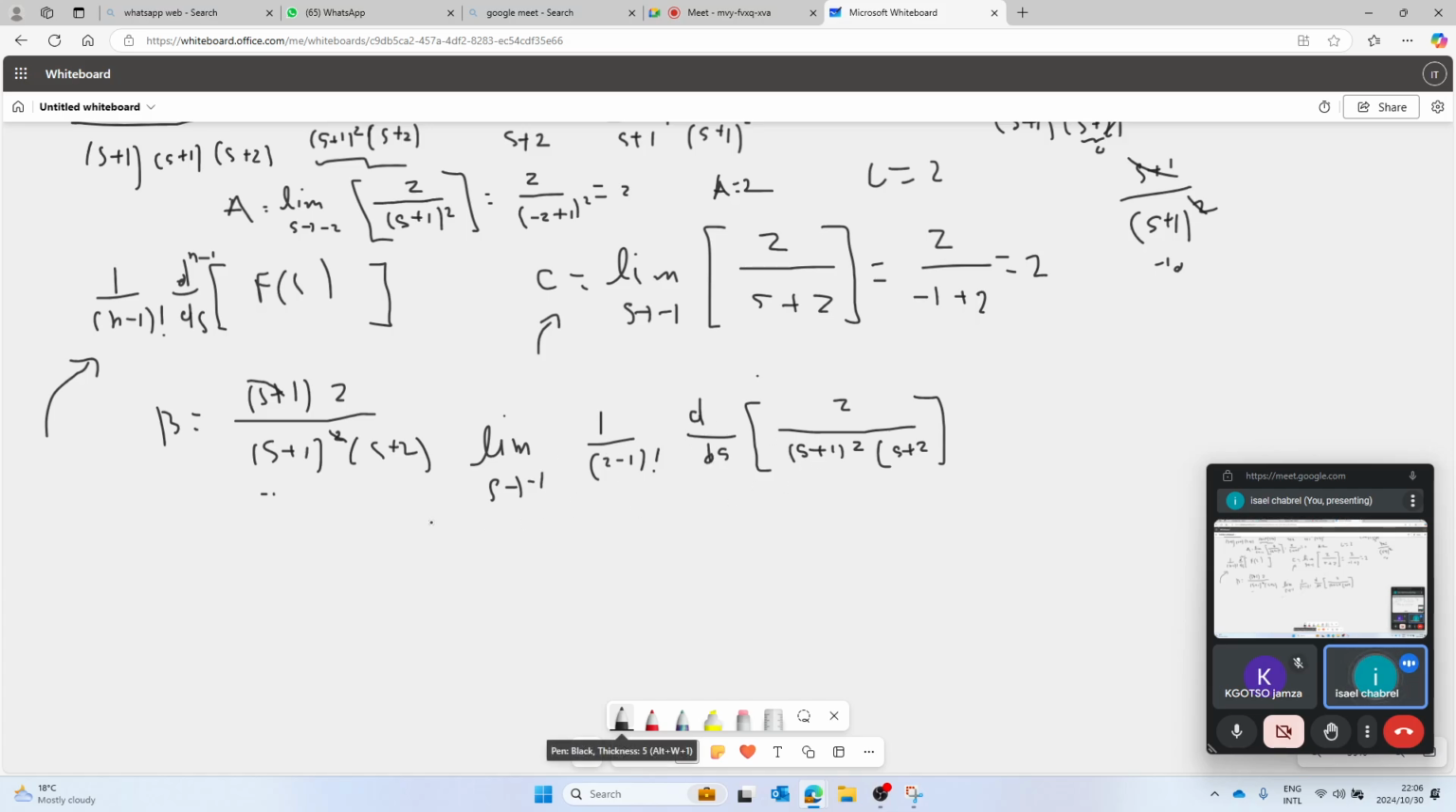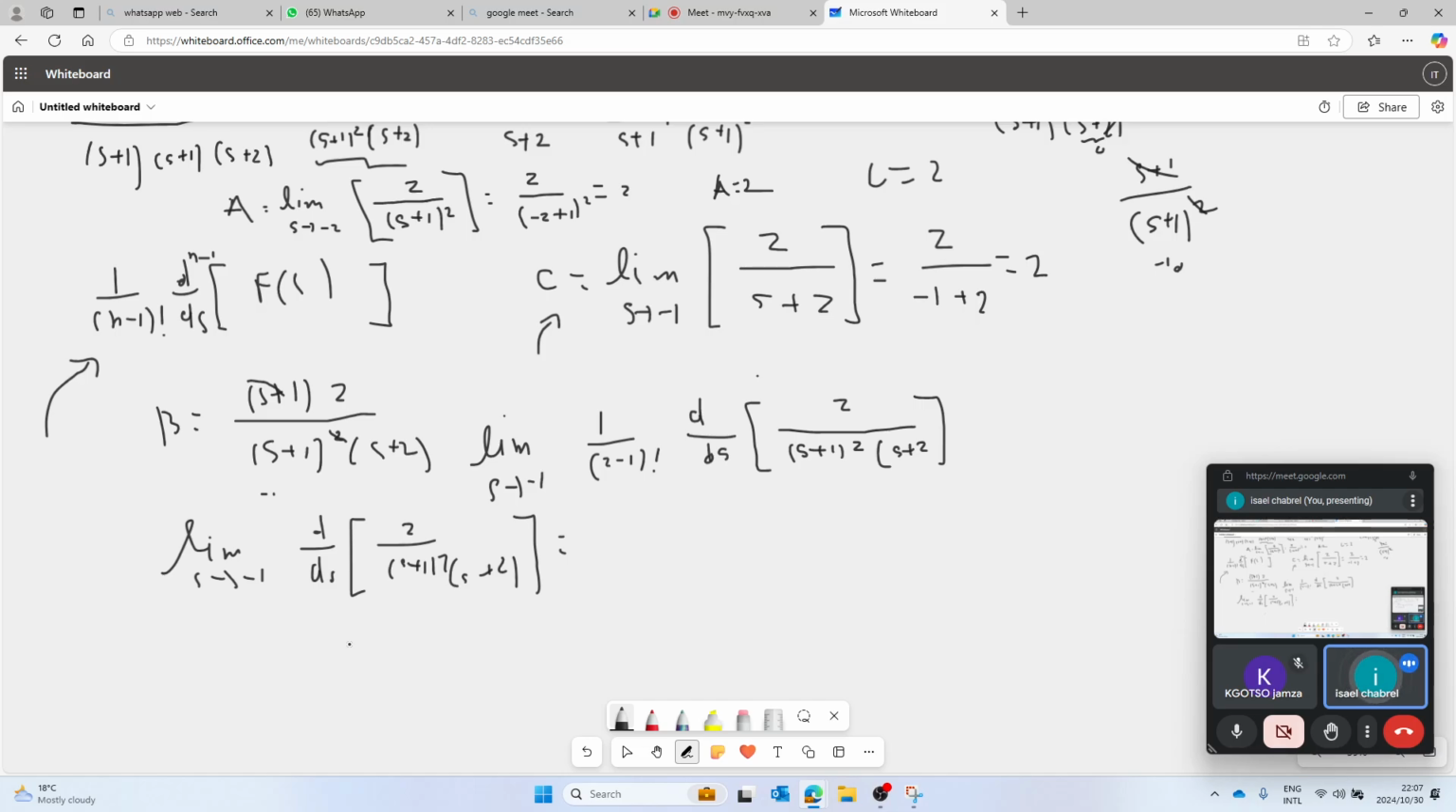Now, let's do the thing. We're going to have the limit of s moving to minus 1. Everything here will give 1. Now we have differentiation d ds of the function 2s plus 1 squared, s plus 2. Now we have to be careful when we do this, Mr. Kotso. What are we differentiating? We are differentiating only the guy involved.